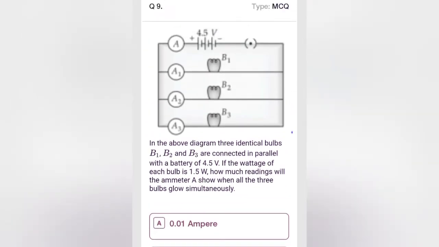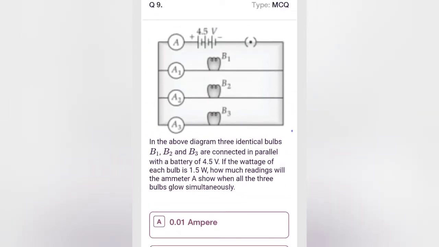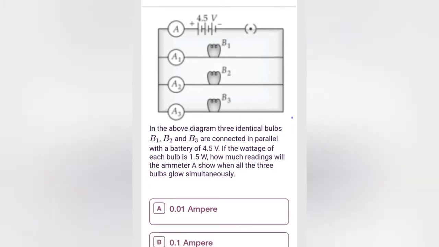See, where is the ammeter being connected? They are asking ammeter A. Ammeter A, see, this is 1 by 3, this is 1 by 3, this is 1 by 3. So what we have calculated is, we have found out the current in each bulb. So we found that it is 1 by 3. Okay, here it is 1 by 3, here it is 1 by 3, and here it is 1 by 3.